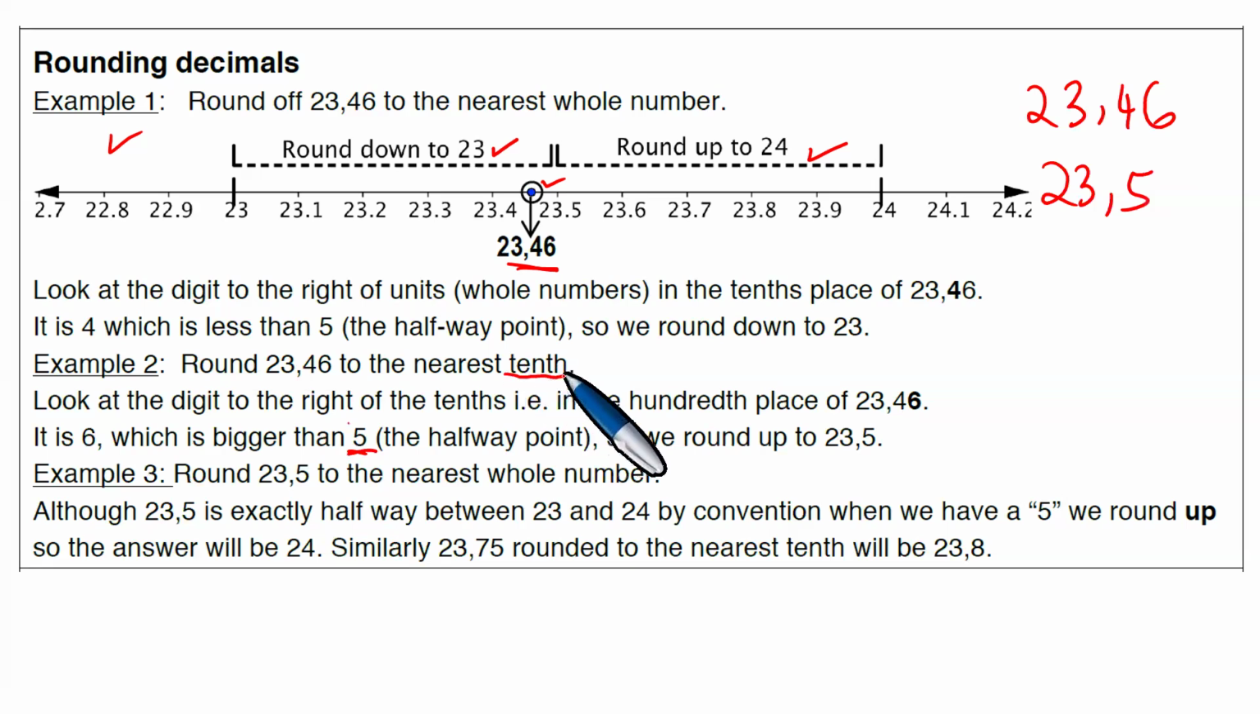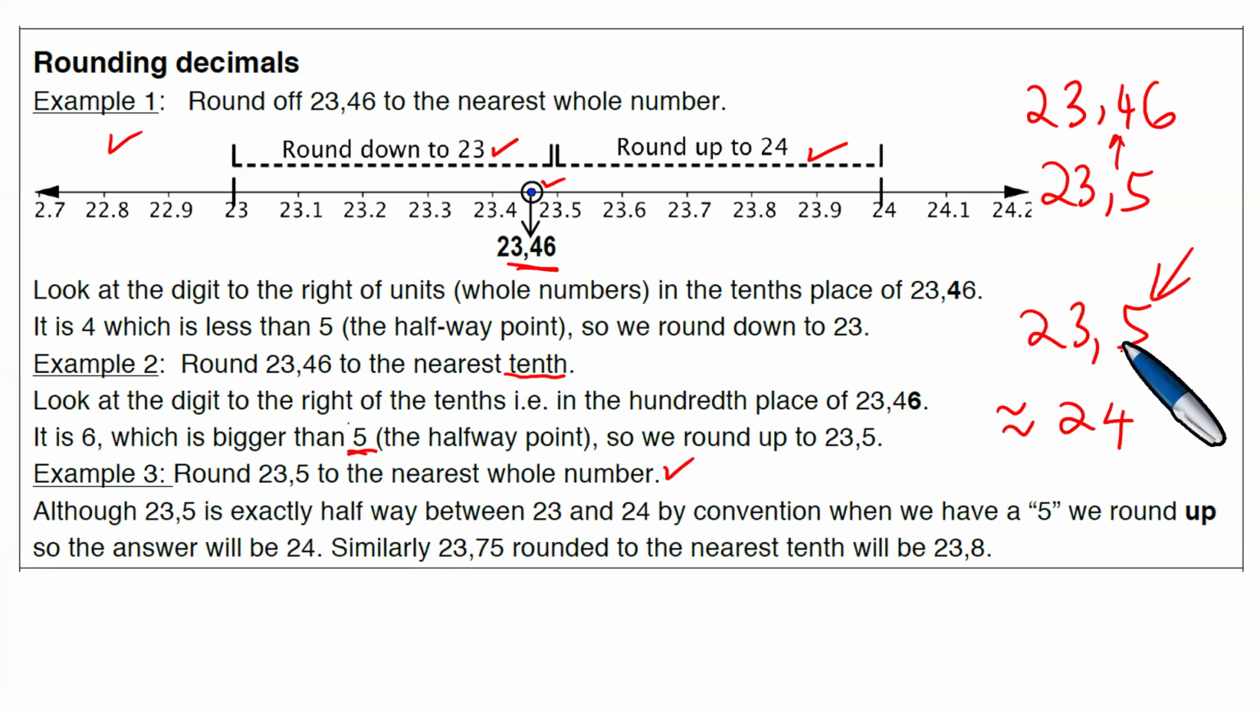So to the nearest tenth. So the tenth is the digit that sits here. So obviously 6 is going to increase the 4 by 1 unit. Example 3, round 23,5 to the nearest whole number. Whole number. We know very well that this one is approximately 24 because the 5 increases 23 by 1. So it's something you need to take note of. So we continue.